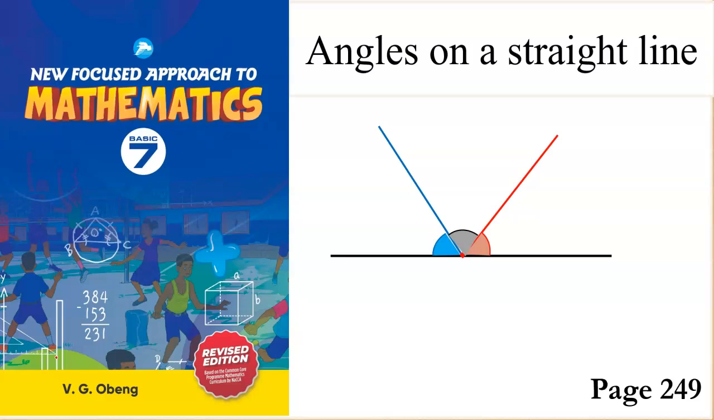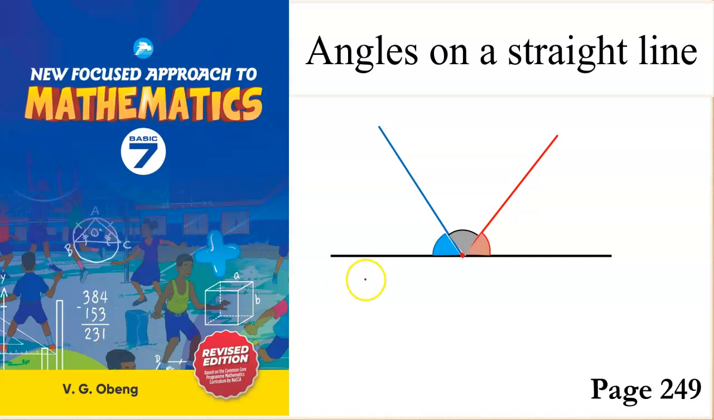This is the revised edition. In this lesson, we want to look at angles on a straight line. Then again, we can also see adjacent angles on the straight line. This lesson can be found on page 249.